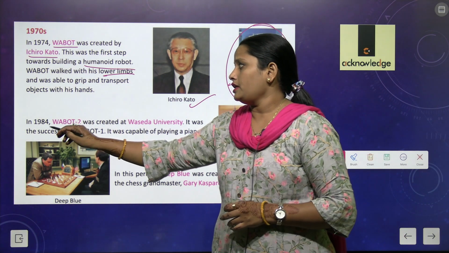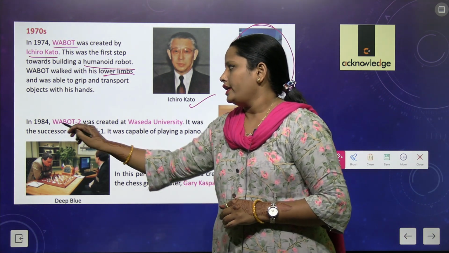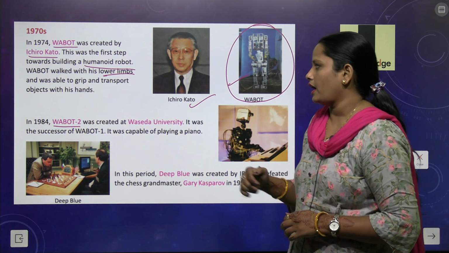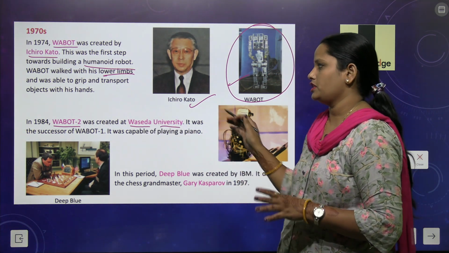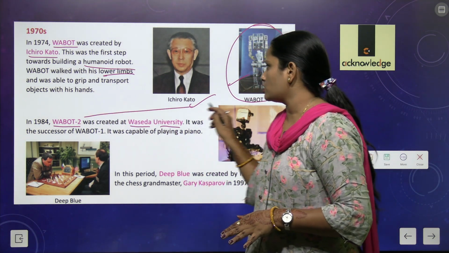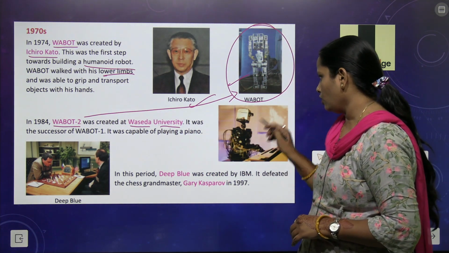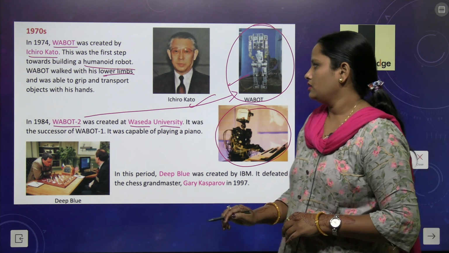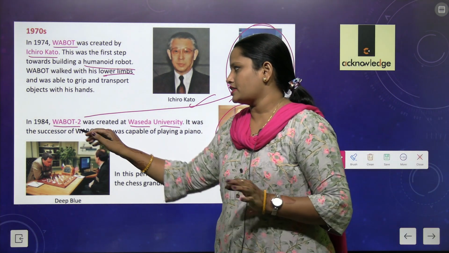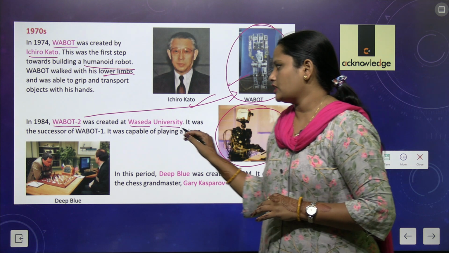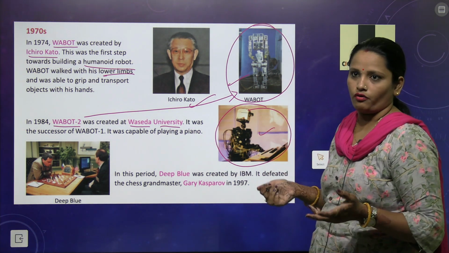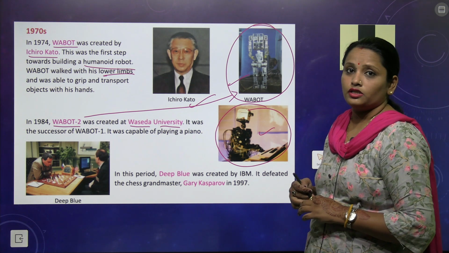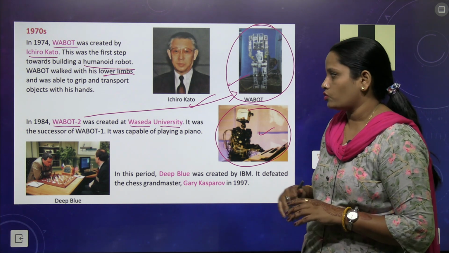In 1984, Wabot 2 was created by Waseda University. So this university created the second version of this Wabot. Here it is. It was the successor of Wabot 1. It was capable of playing a piano. So this Wabot was able to play a piano also.